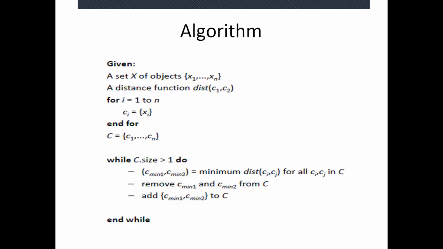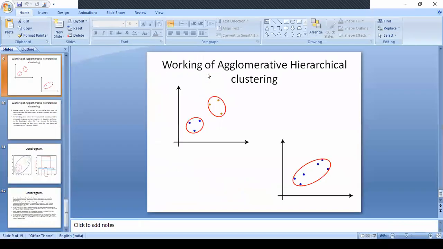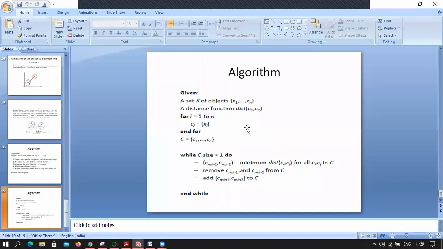One more disadvantage is that, just like k-means, it can't handle outliers. If you have noise and outliers in your data set, it can't handle that. For that we have the next clustering algorithm, DBSCAN. I will be taking that. Okay, it's fine. Any doubt in this?